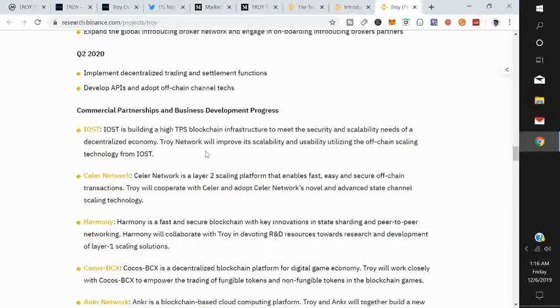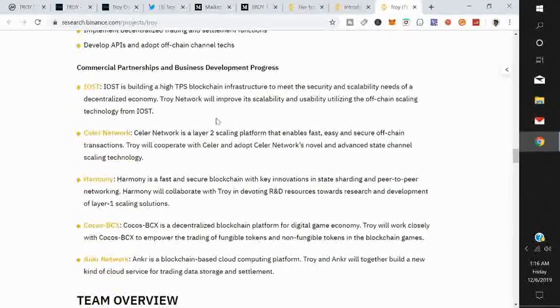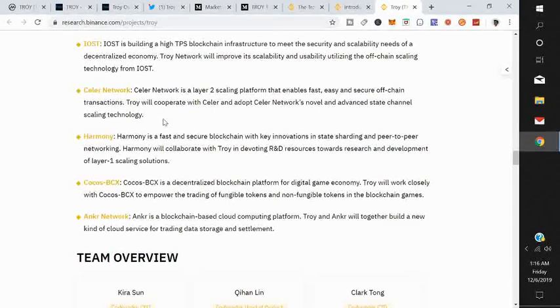They have ISOT. ISOT is building a high-speed TPS blockchain infrastructure to meet the security and scalability needs of a decentralized economy. Troy Network will improve its scalability and usability utilizing the off-chain scaling technology from ISOT. Cellular Network is a layer 2 scaling platform that enables fast and easy secure off-chain transactions. Troy will cooperate with Cellular and adopt Cellular Network's novel and advanced state channel scaling technology.